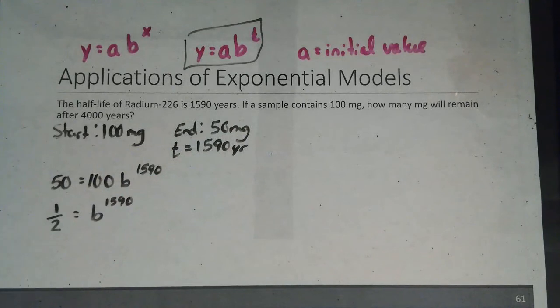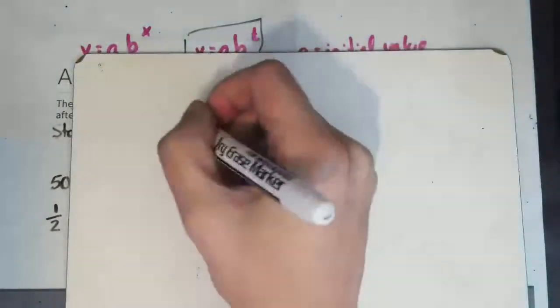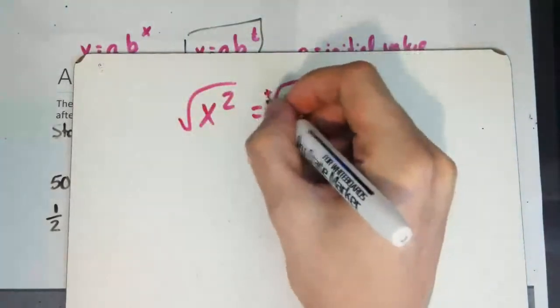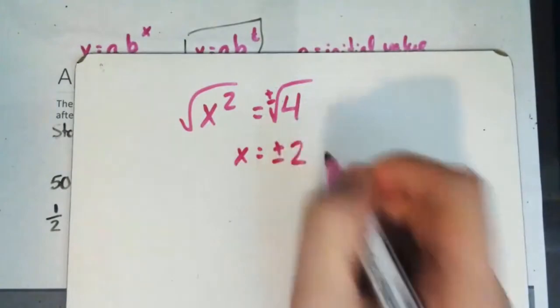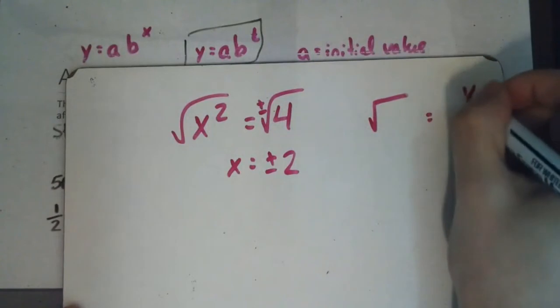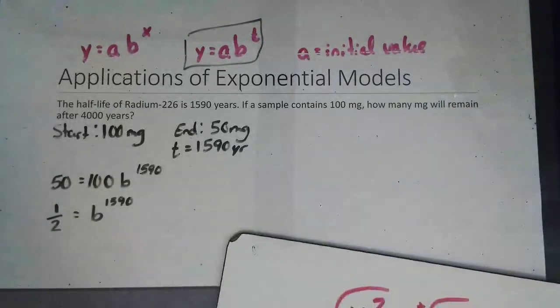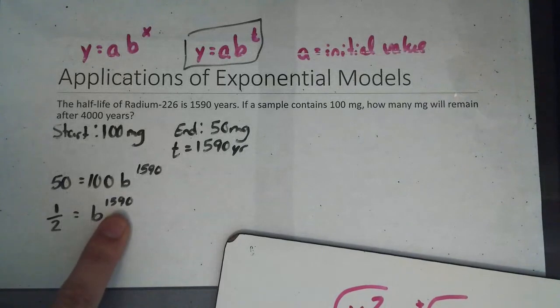And now we have a little trick up our sleeves. I'm going to put this problem on hold for just a second. If I told you x squared was equal to 4, you would take the square root of both sides, to plus or minus, and you'd get x equals plus or minus 2. We learned that the square root is the same thing as raising something to the 1/2 power. All right, well, I don't want to take the square root in this problem. I want to get rid of a power of 1,590.